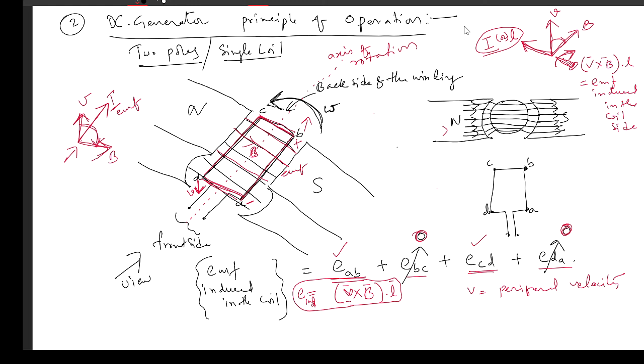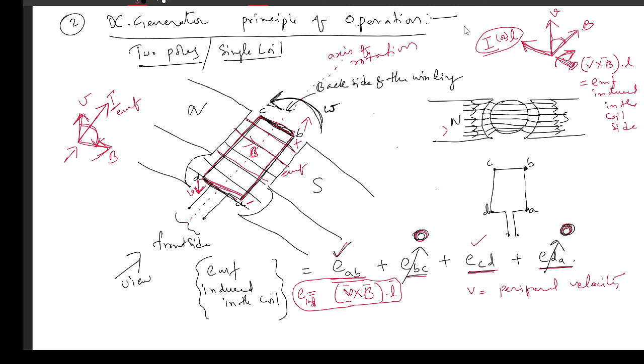So I said the total EMF induced in the coil is sum of the EMF induced in the coil side AB plus EMF induced in the coil side BC, and EMF induced in the coil side CD, and EMF induced in the coil side DA. And we came to know that the coil sides BC and DA are not linking any net flux. So the EMF induced in these two coil sides goes to 0. Only the EMF induced in the coil side AB and CD will remain.